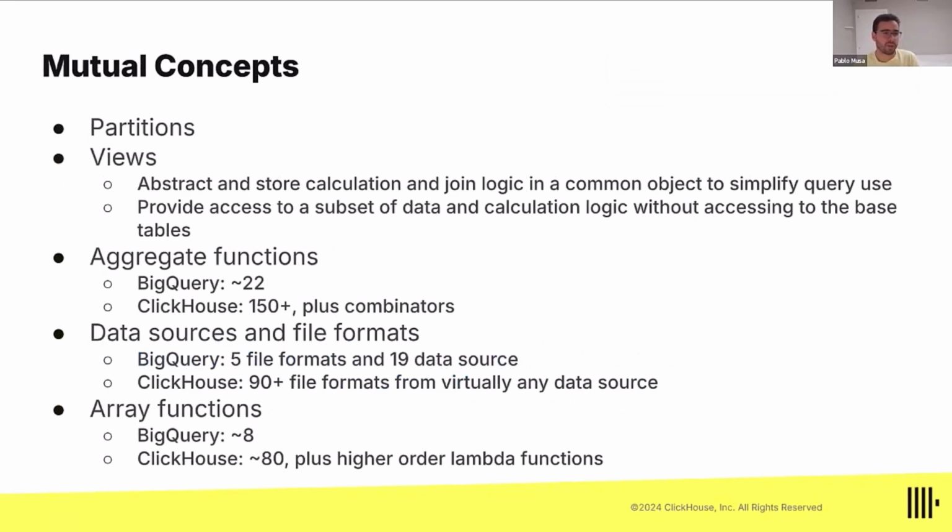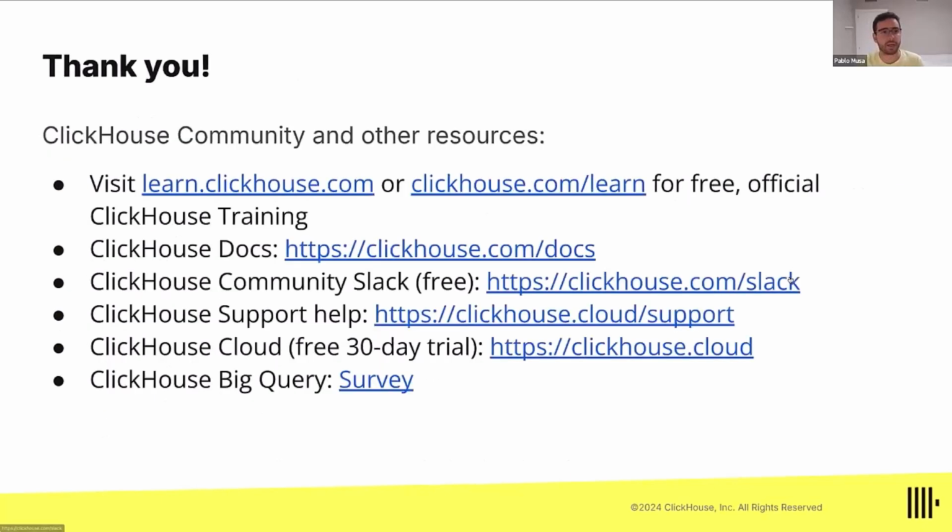Partitions, views: almost the same thing. Aggregate functions: ClickHouse has way more than BigQuery. BigQuery has about 22, we have 150 plus the combinators, which allow you to do an if and just combine things. Data sources: we have way more than BigQuery, more than 90 different formats. Array functions: we have a lot of support for arrays. And now with the new JSON data type, we also have great support for JSON. It's really fast and has improved a lot. If you heard before that JSON in ClickHouse was not good, we released a new version of JSON and it's really, really nice.